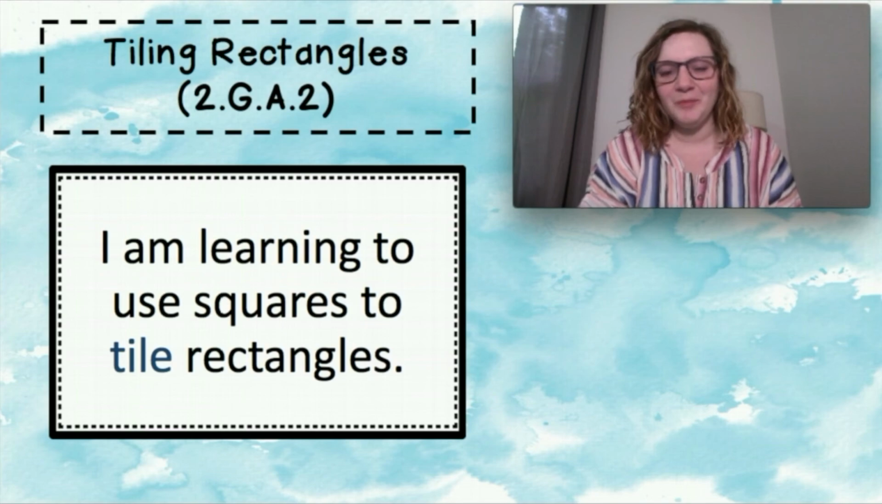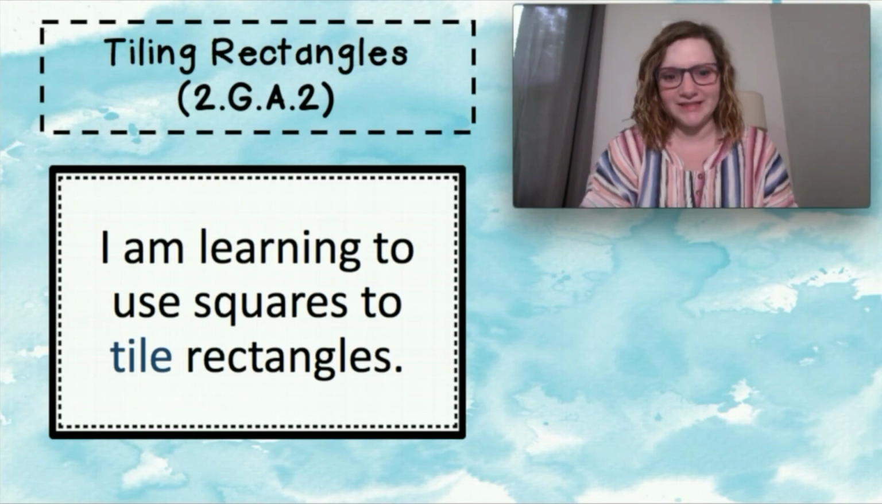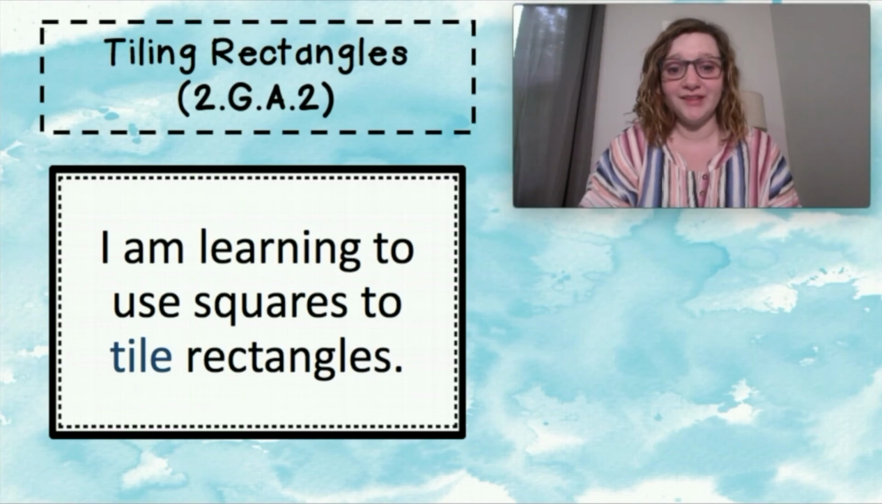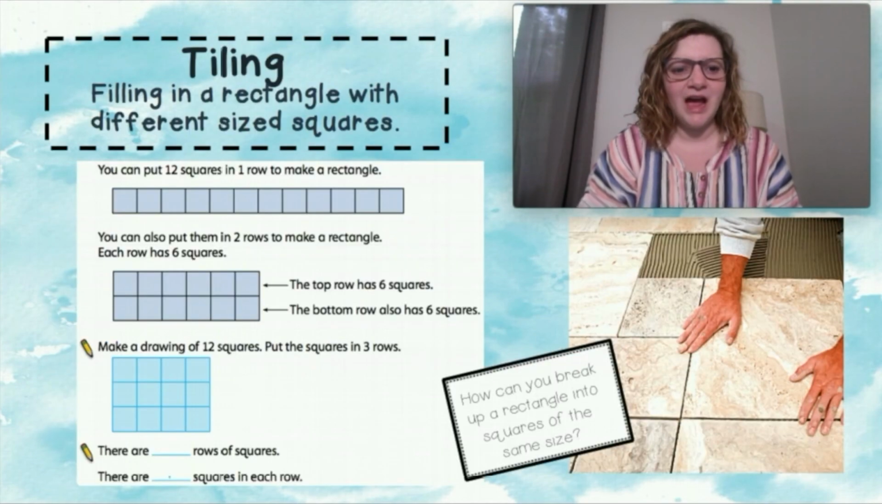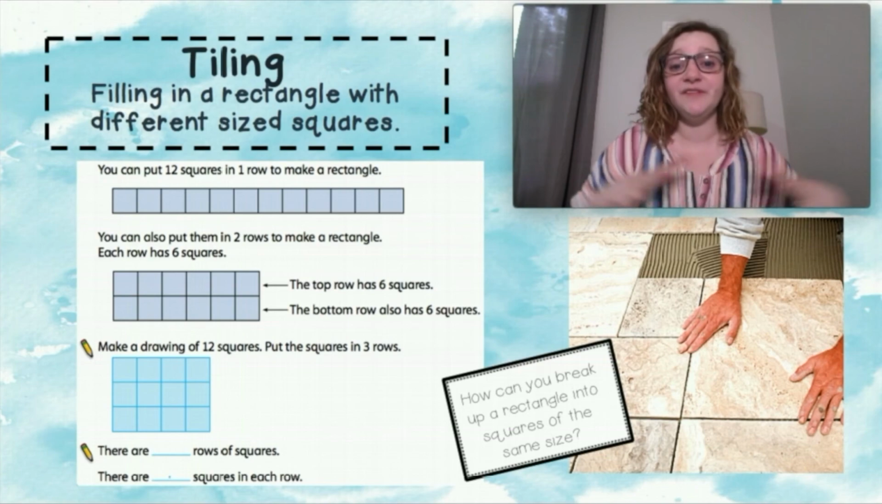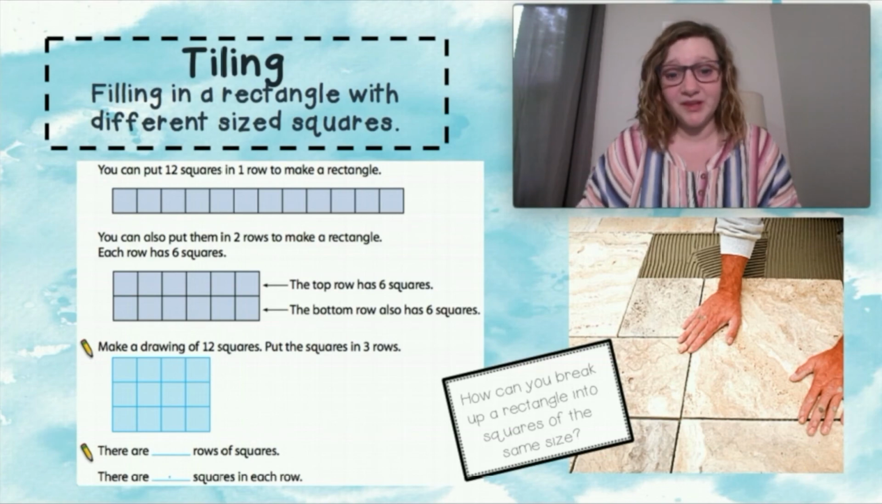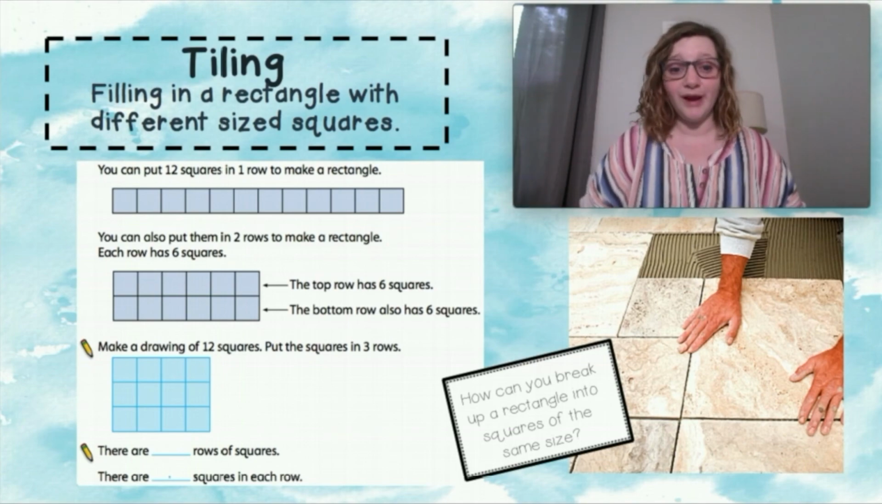All right, and we're back. The next thing we're going to talk about in geometry is tiling rectangles. So our goal for this section is I am learning to use squares to tile rectangles. Well, what does that mean to tile something? I want you to think about maybe a builder who uses tiles or pieces of wood to fill in a space. That's basically what we're going to be doing. We're going to be using squares to fill in rectangles.